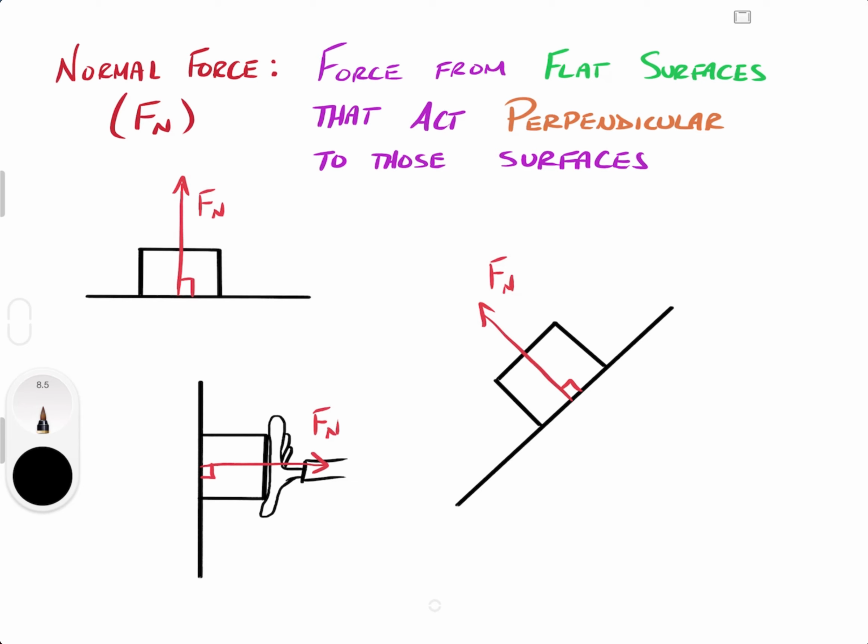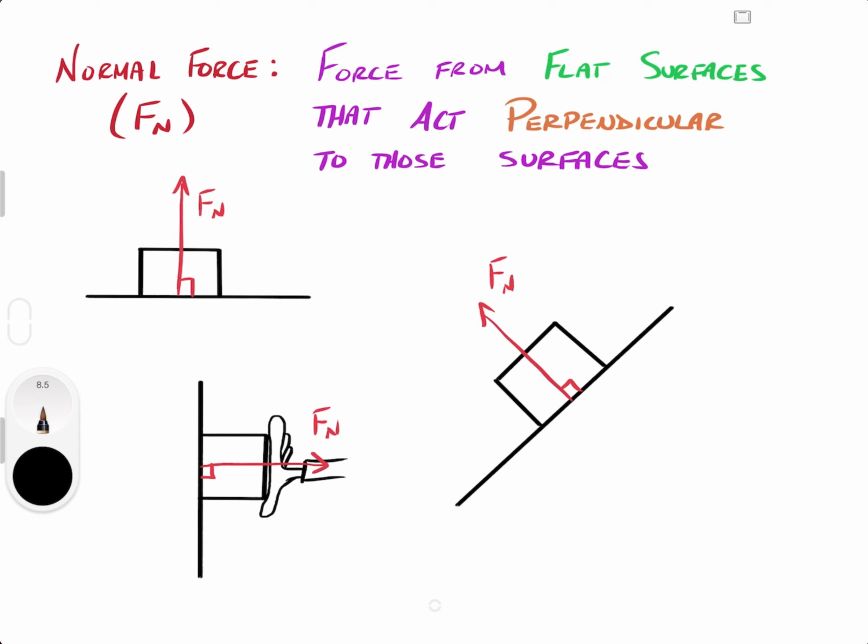If you were shoving something into the wall, well, Newton's third law, the box pushes the wall left, the wall pushes the block right, and that force is going to act perpendicular to that surface. And if you have something on an inclined surface, like a ramp, again, you still have that normal force and it acts perpendicular to that surface.